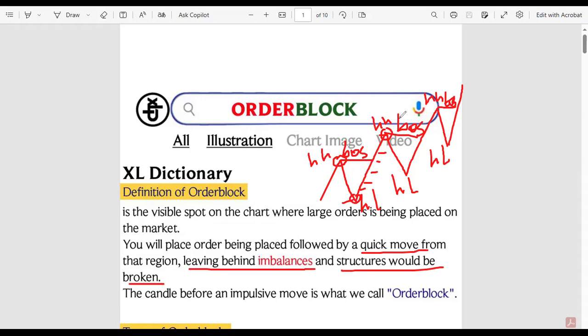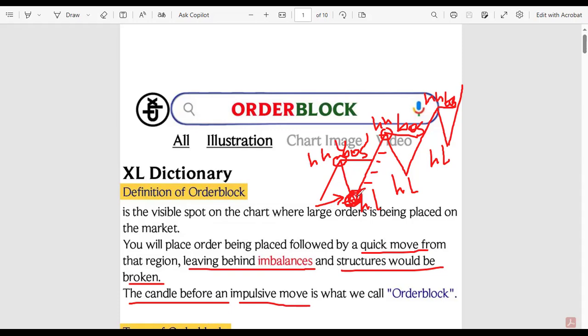So where are you going to mark your order block? You're going to mark it at the candle that was before an impulsive move. That's going to be an order block. Down here is where our movement started. The impulsive move started from there, so this is where you're going to look for your order block. An order block is the last opposite candle before an impulsive move that creates a breakout structure and leaves behind imbalances. So that's a simple way you can define order blocks.